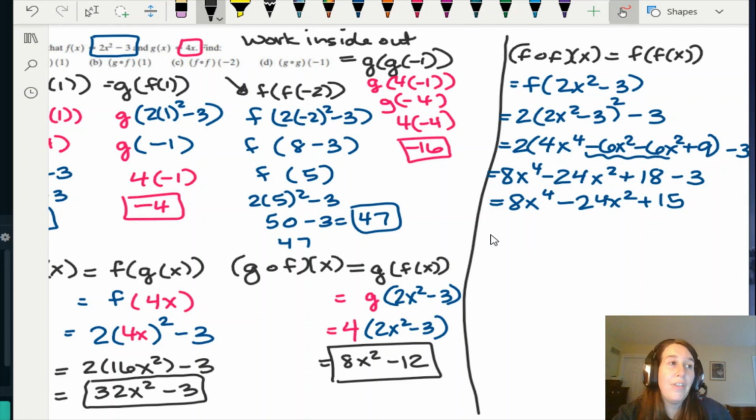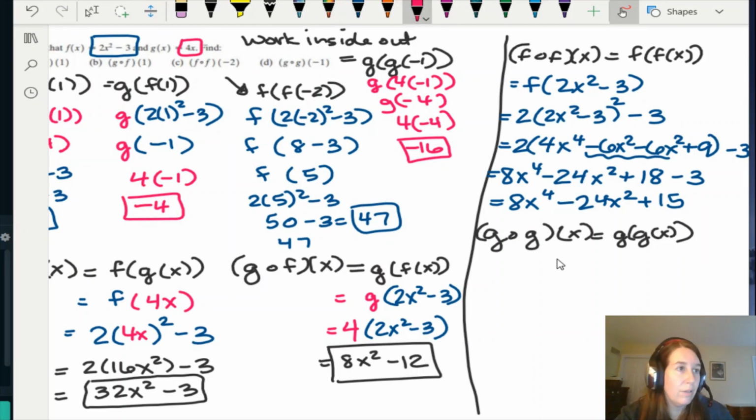I don't think the g of g of x is quite as bad. So let's do that one. So the g of g of x. I'm going into pink here. That would be the g of x is 4x. So just doing the g of 4x. So that's 4 times 4x. Yay, 16x, and we're done.